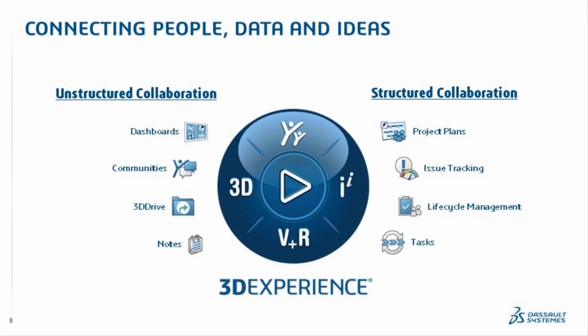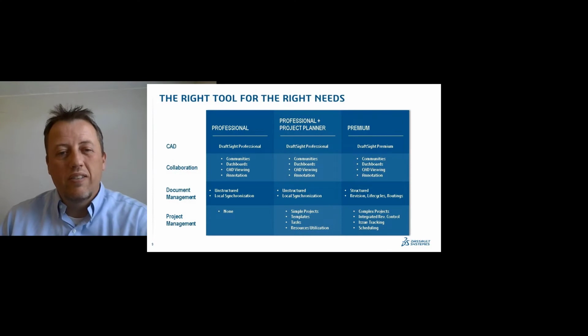Some of the main differences is if you, as a team, need structured collaboration. Structured collaboration makes sure that every change is documented and controlled through a revision-enabled workflow process. To help expand on these differences, here are 3 examples of using DraftSight on the 3D Experience platform.